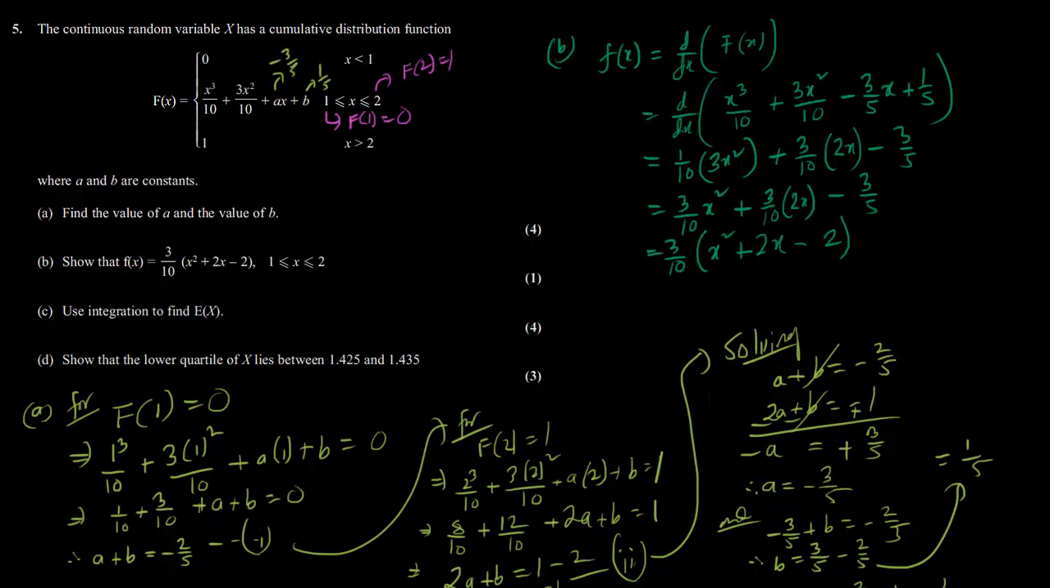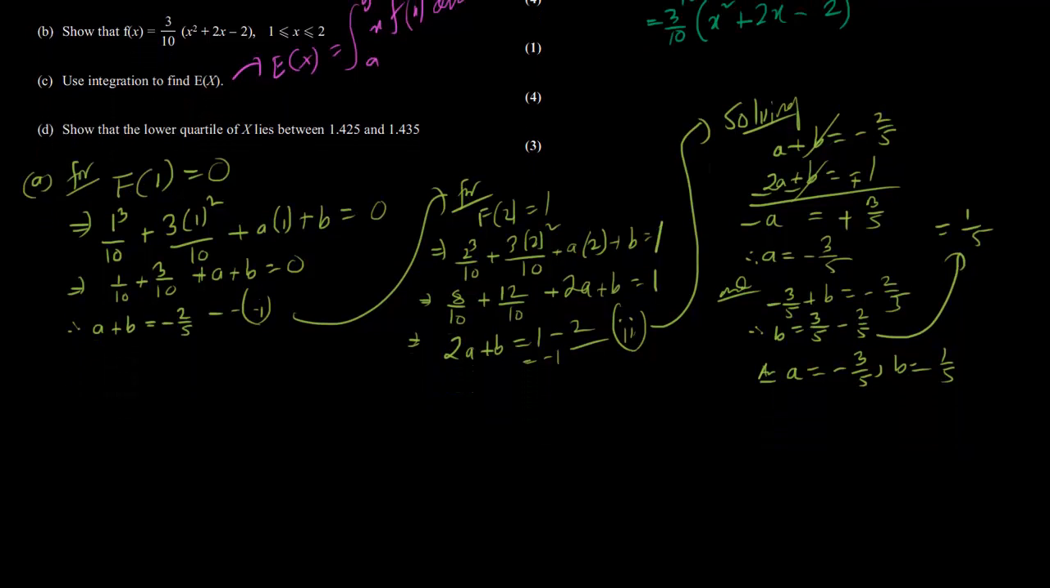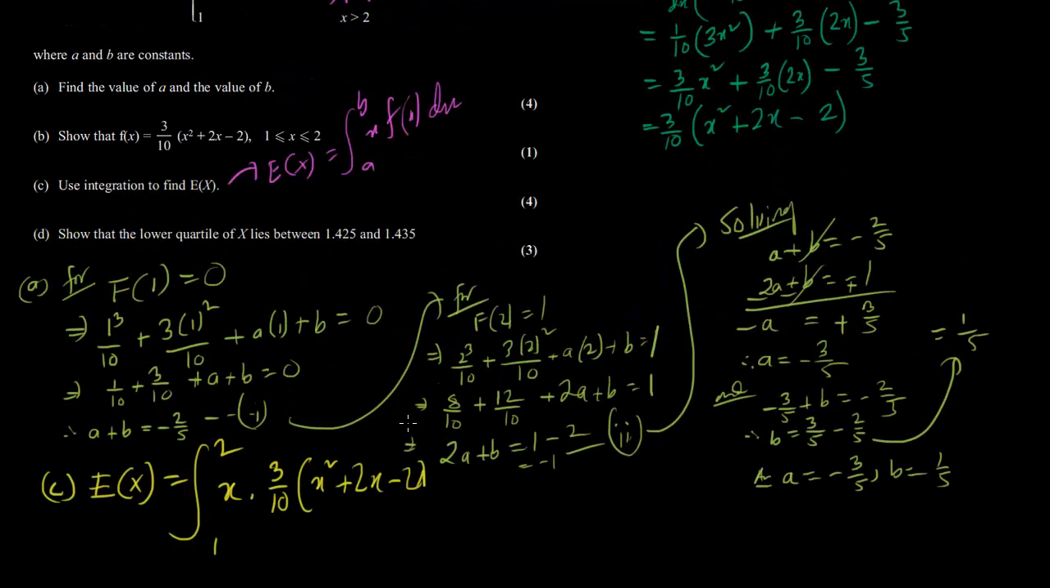So you remember what the expected value is. The expected value is the integration, over the complete limit, of x f(x) dx. So that is the expected value. So let's do this sum. Question number C is going to be: expected value equals the integral with limits from 1 to 2 of x times f(x), and f(x) is 3 by 10 (x squared plus twice x minus 2) dx.